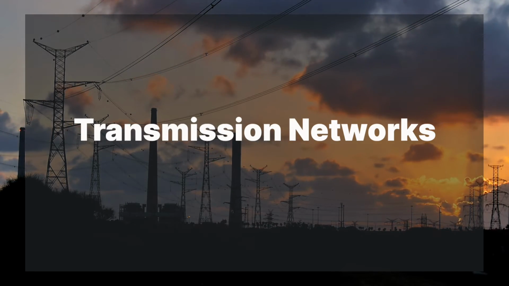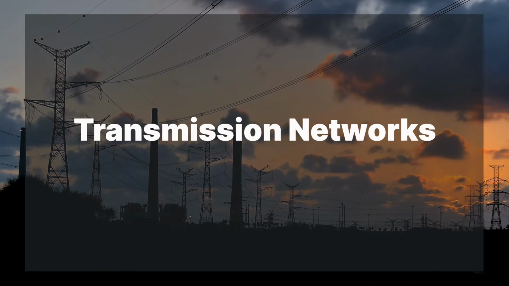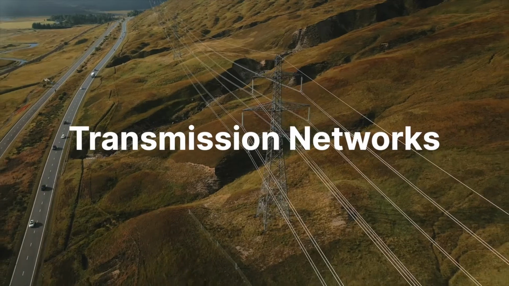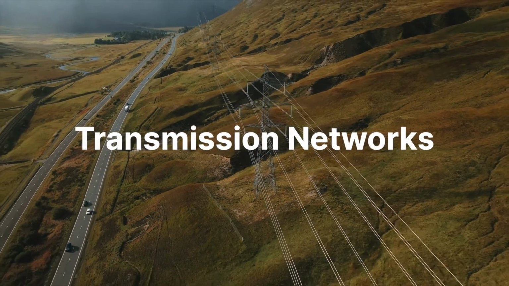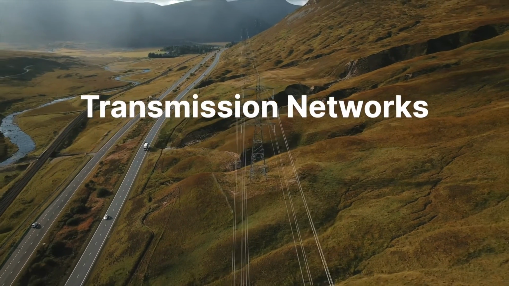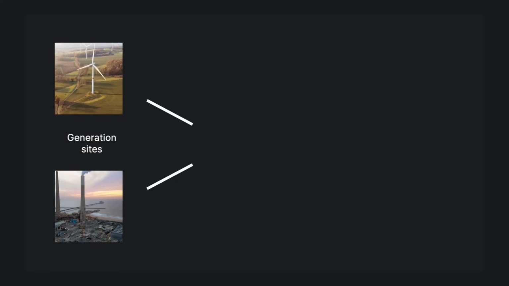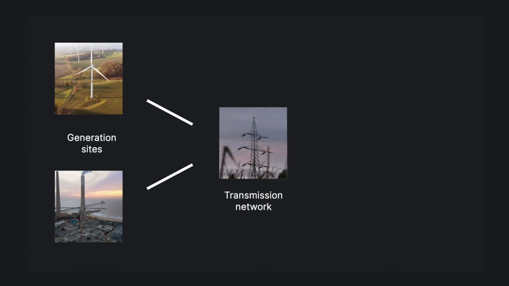The major nationwide ones are called transmission networks. A transmission network is made up of long-distance, high-voltage cables that can transmit very large amounts of electricity. Therefore, it might be helpful to think of transmission networks as the motorways of the electricity system. Electricity produced makes its way from generation sites, power stations and wind turbines to the transmission network. But what is voltage?